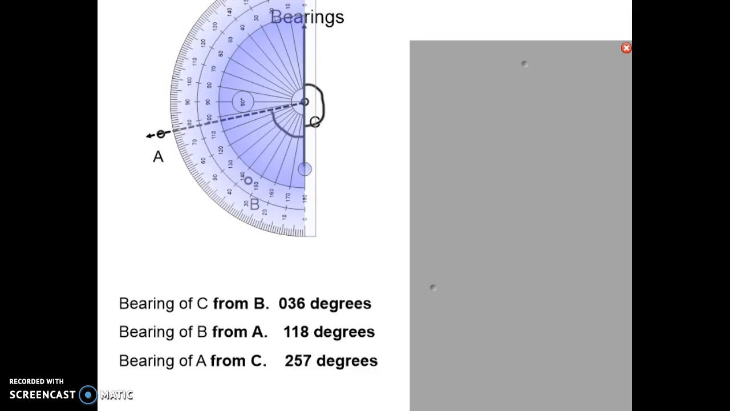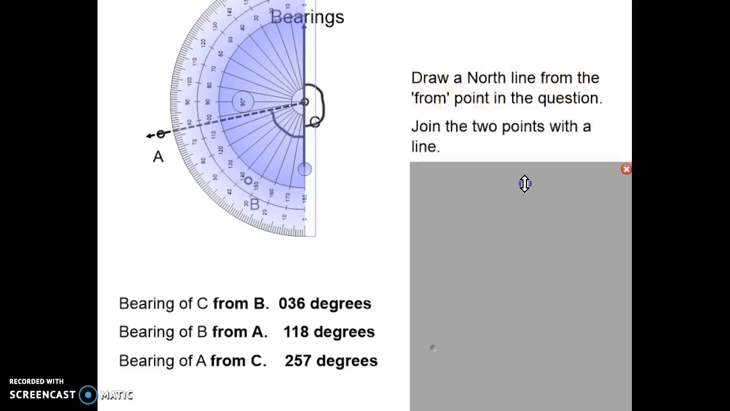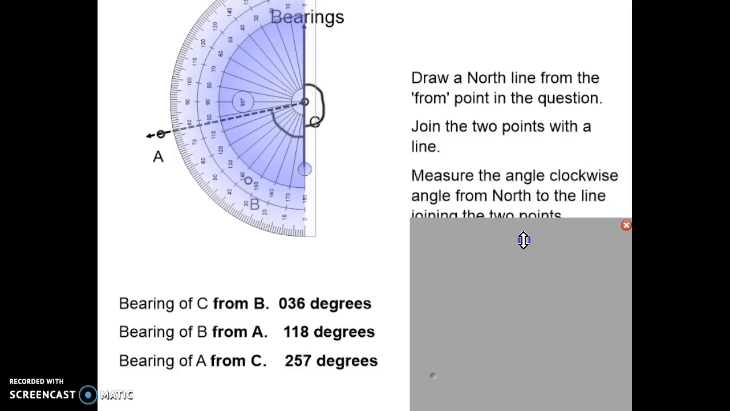So to summarize, I've given you 3 rules for bearings. I've gone through 3 examples here. So what we've done is, in each case, we've drawn a north line from the "from" point in the question. We've joined the 2 points together with a line, and we've measured the angle clockwise from north to the line joining the 2 points. So hopefully that will help you answer GCSE maths questions on bearings.